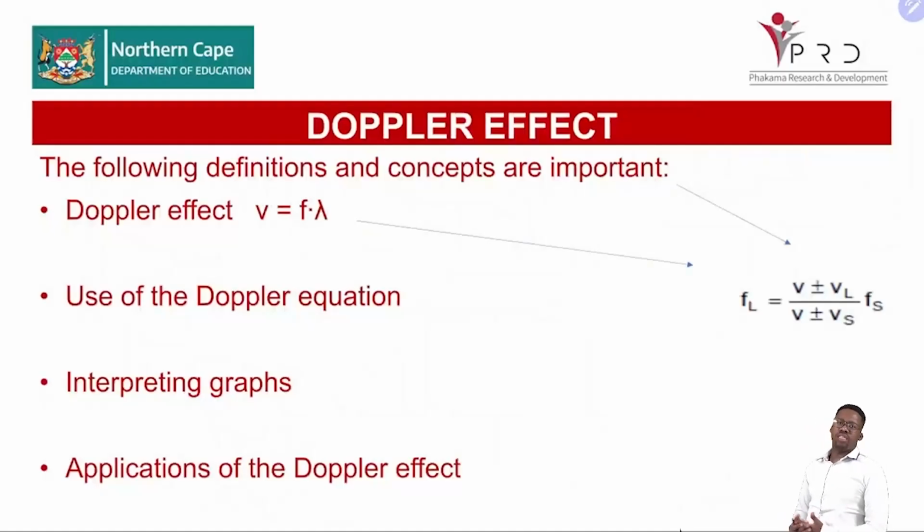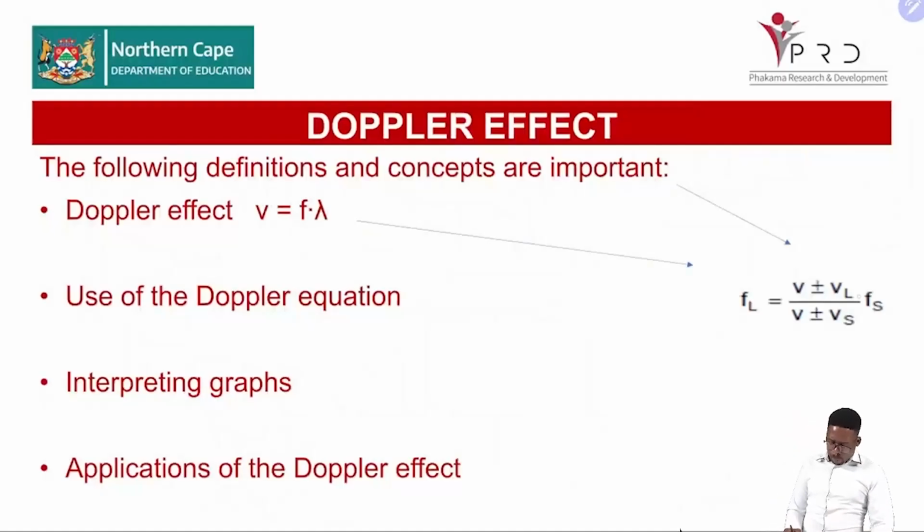The first question is the definition. Sometimes they don't say the definition. They say which phenomenon. When you see the word phenomenon in question 6, your answer must be Doppler effect. When they say define, you define Doppler effect.